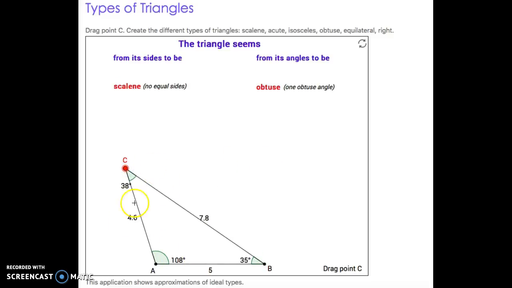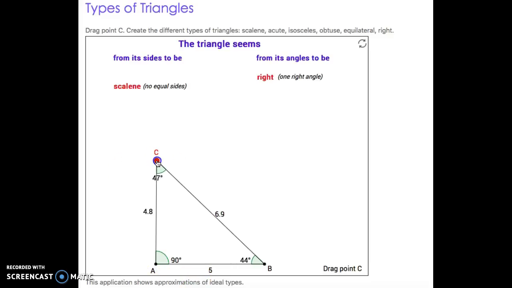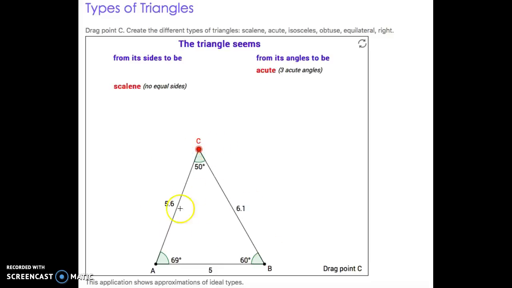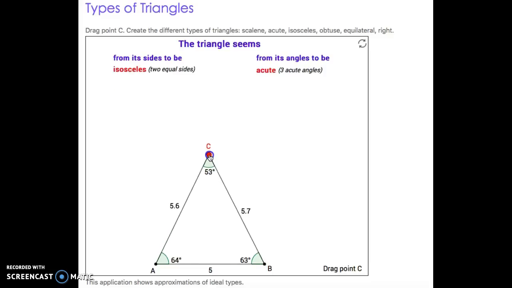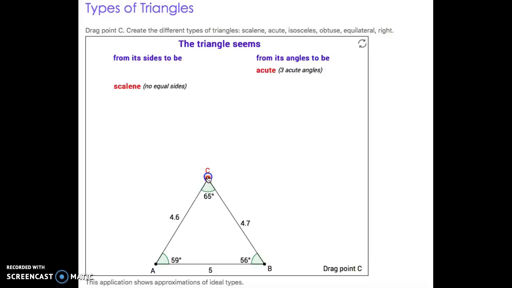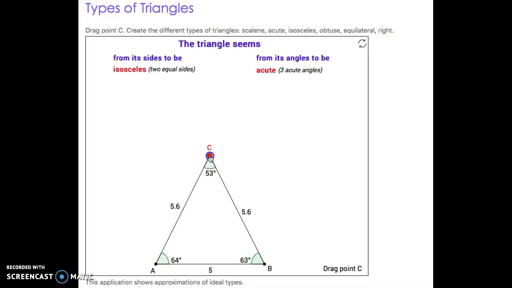So see, we have our scaling again, where there are no equal sides, and we have our obtuse angle. And there we have our right angle, right here, just to be clear, which is equal to 90 degrees. And we have our acute angle, which is when a triangle has angles that are under 90 degrees. And it's really hard to get an equilateral triangle on this one, but our equilateral triangle is when all the sides and angles are equal. And our isosceles is when two of the sides are equal.